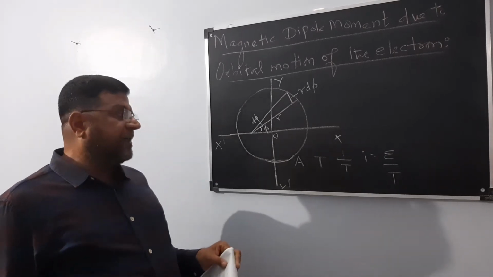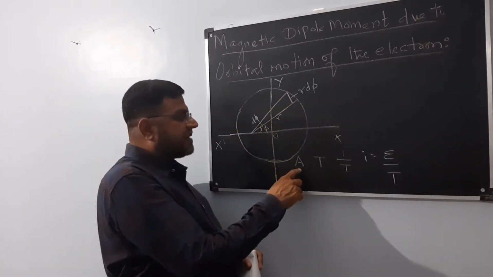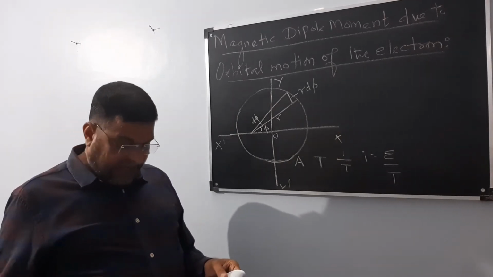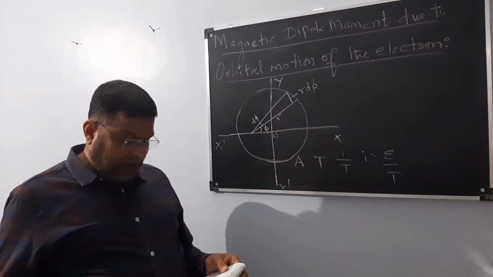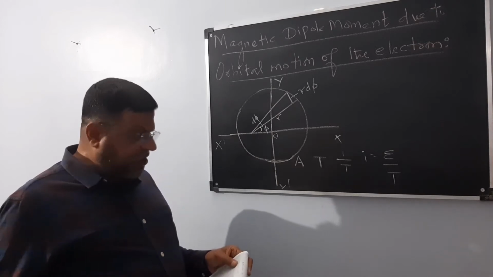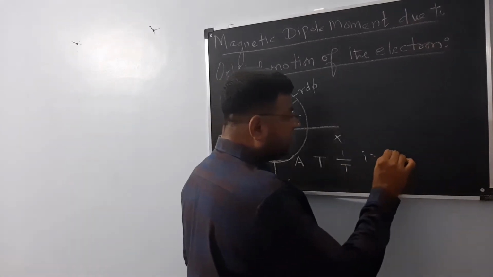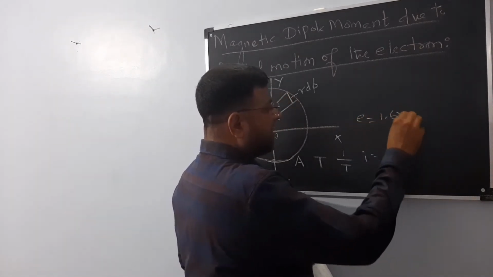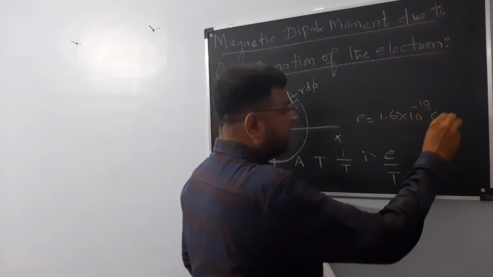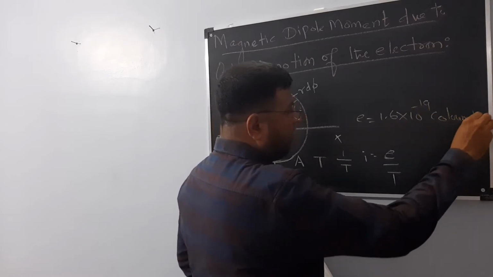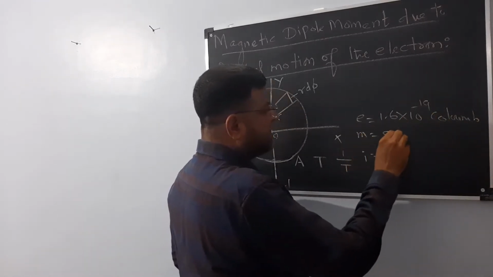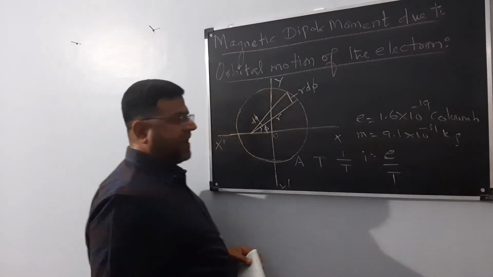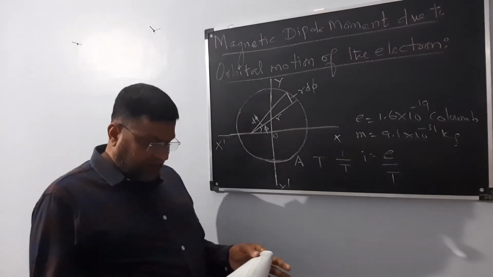In a loop of area A. Here we are saying A is the area. If the current is flowing, we say it has a loop of area A, where e is the charge of the electron. So this is small e. Charge of the electron is 1.6 into 10 power minus 19 coulomb. Mass of electron is 9.1 into 10 power minus 31 kg. You have to remember.